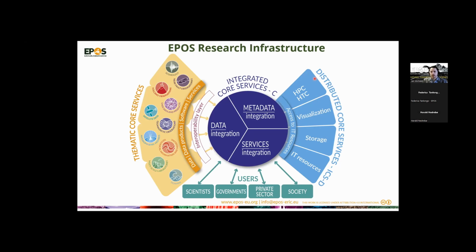But currently what you can get is basically access to the thematic core services. So you can find the data, download it, or even pre-visualize it on the EPOS Data Portal in a simple way. The main users of the EPOS system are scientists, but also governments, the private sector, and society. Anyone basically who is interested in getting high quality data, which are approved and served through the communities.